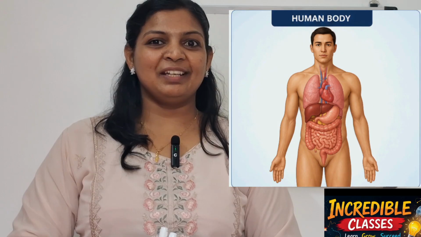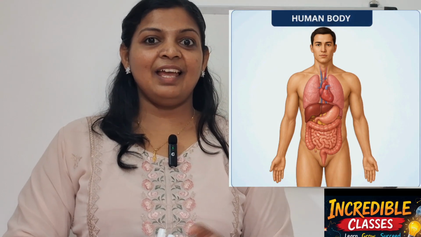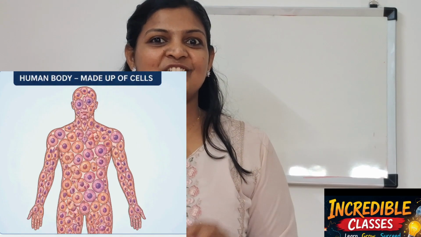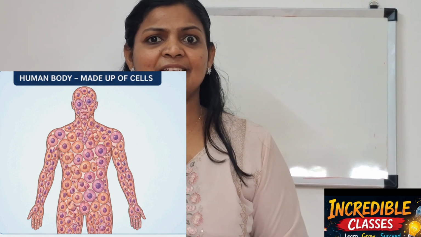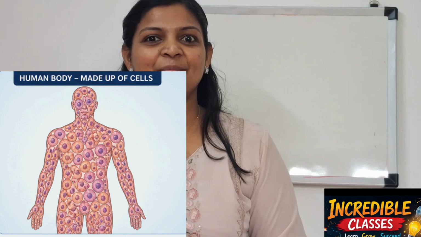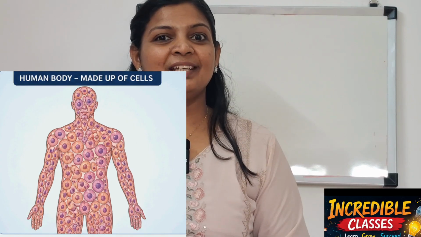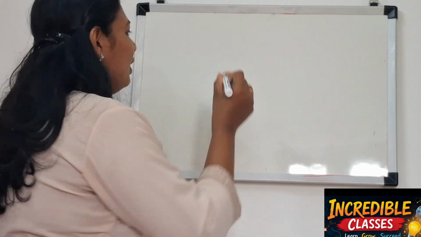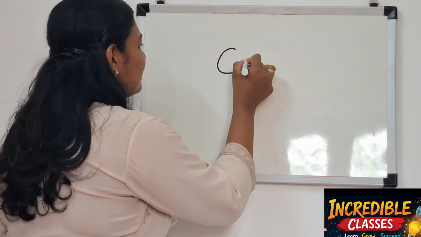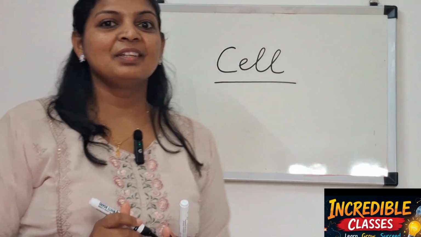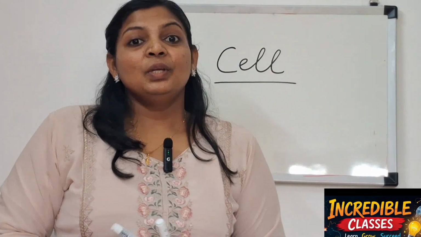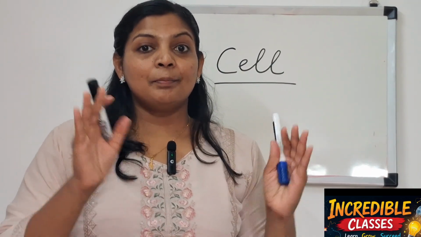And now look at this picture. This is a human body. And now look at this picture. So what is it? You can see so many lines in that body. What I show you is actually a very interesting thing that we call cell.